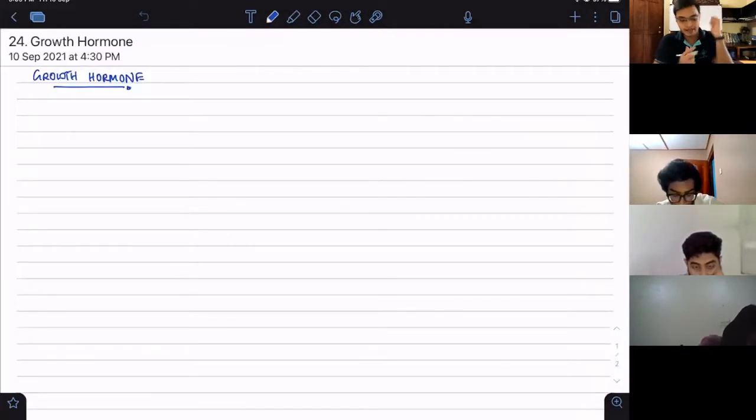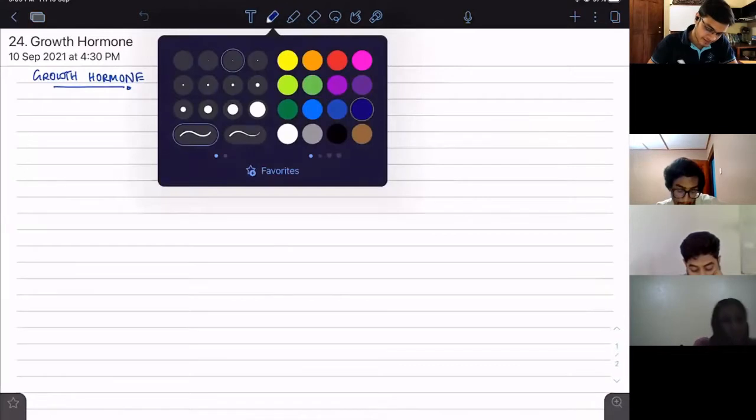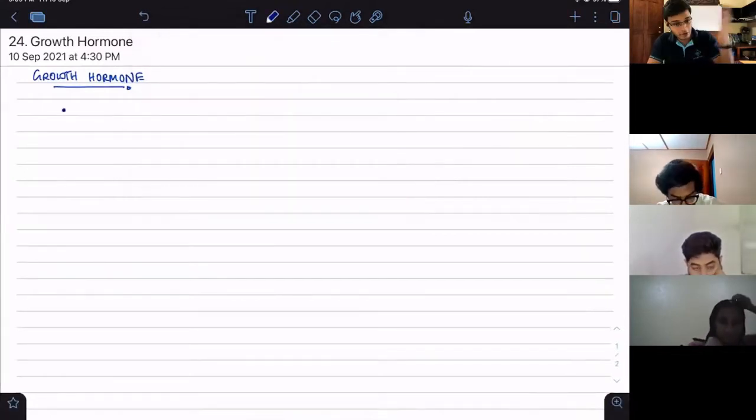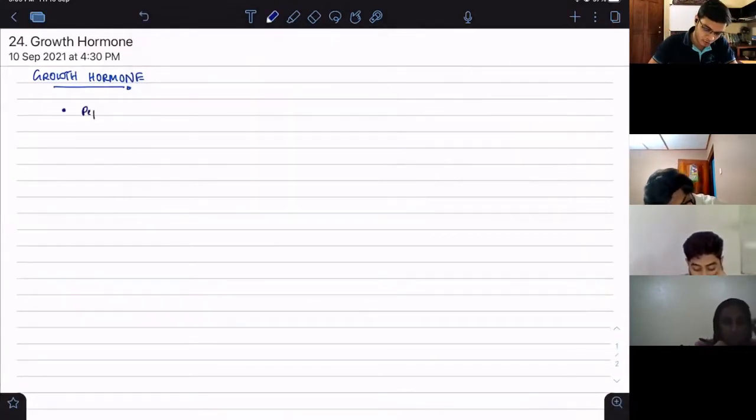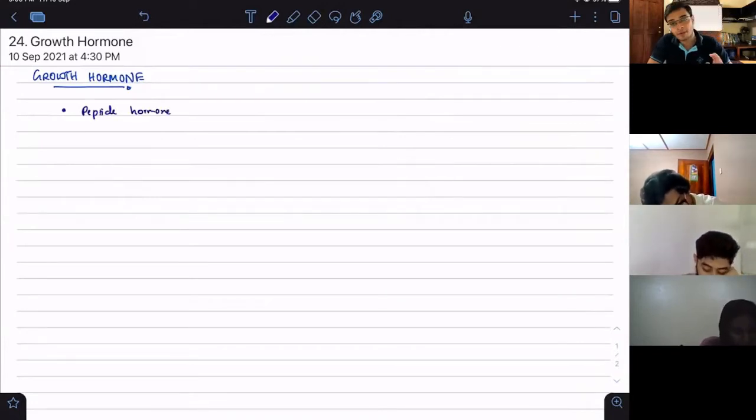Then, guys, the next thing I want you all to know, just some biochemistry points for you all. This is a peptide hormone. So if it's a peptide hormone, can it directly cross plasma membranes and go into cells? Can it?